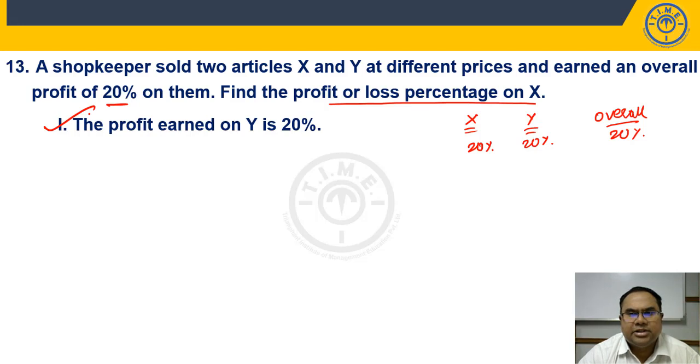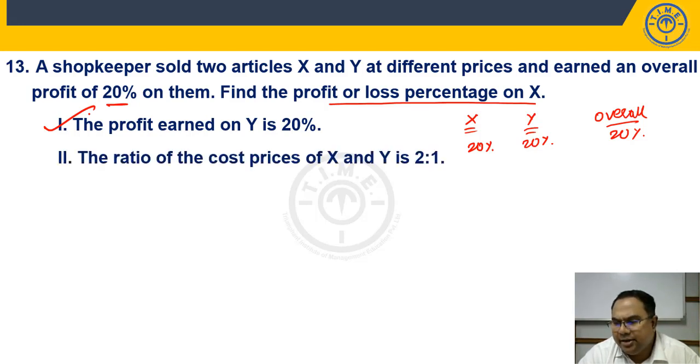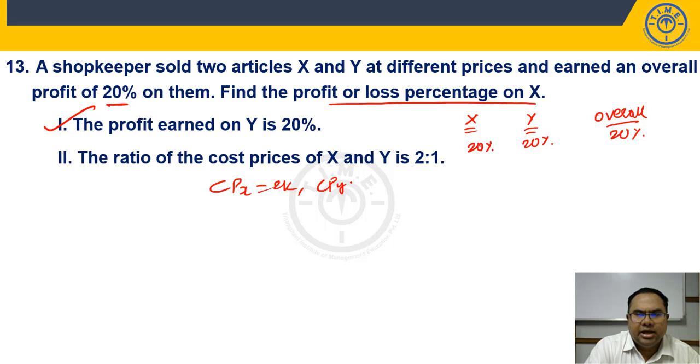I can answer from the first statement alone. Second statement, ratio of cost price of X and Y. I know cost price of X is 2K, cost price of Y is 1K. I don't have information here to find out profit percentage. If I want to find the profit percentage of X, I should know the profit percentage of Y. I know overall profit, but I don't know the profit percentage of X and Y here, so I cannot find X. So we can answer from the first statement alone, choice 1.